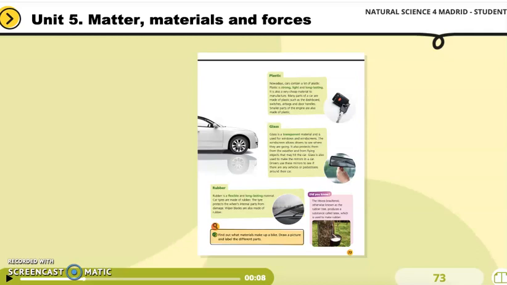Good. Okay? So as we go through our day, I want you to be looking at things and thinking about where they come from. What are their characteristics, their properties? What is their material? This is good practice.